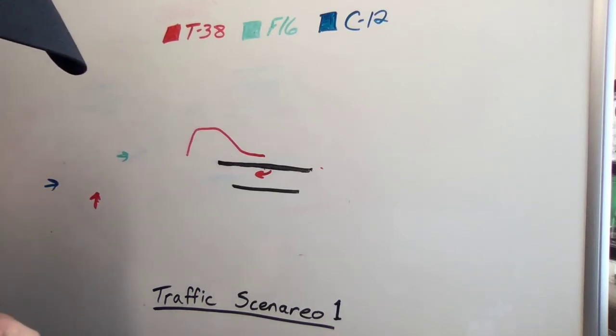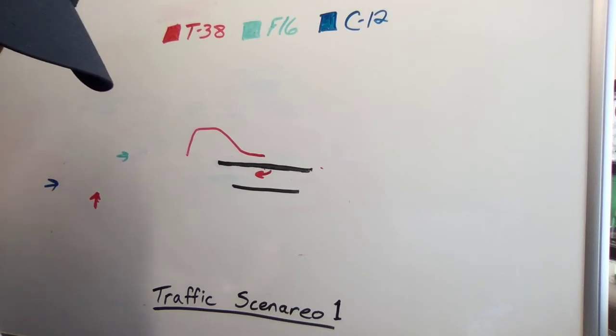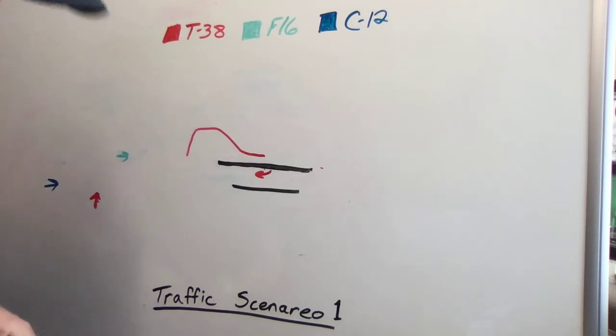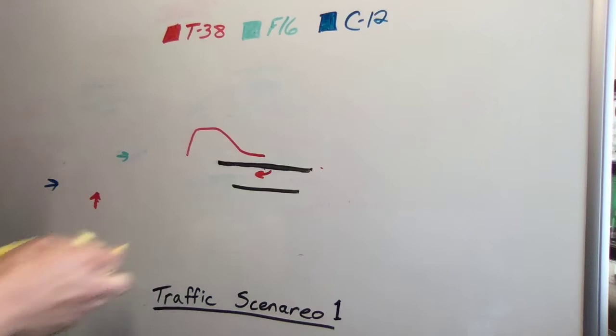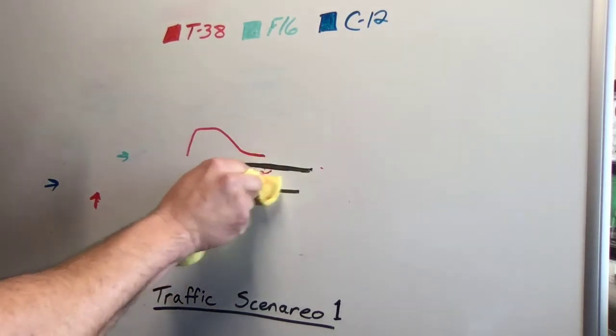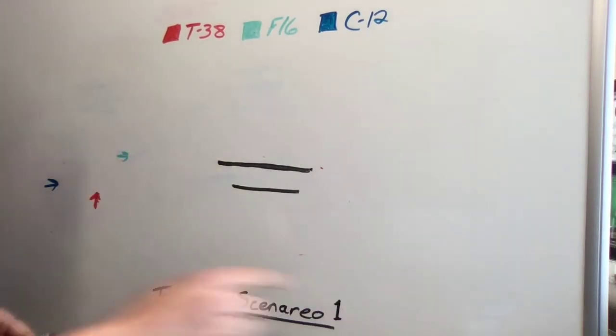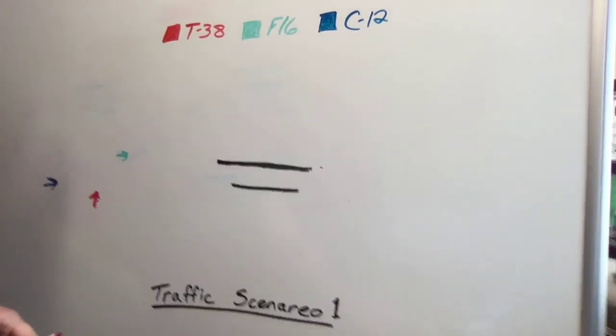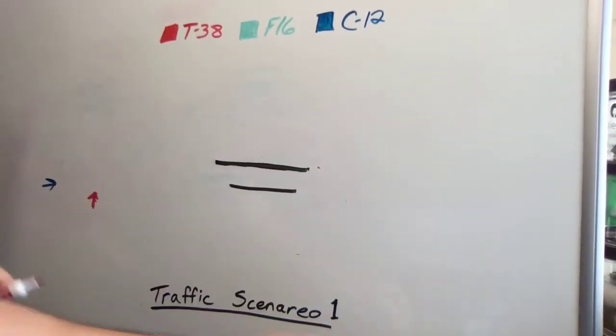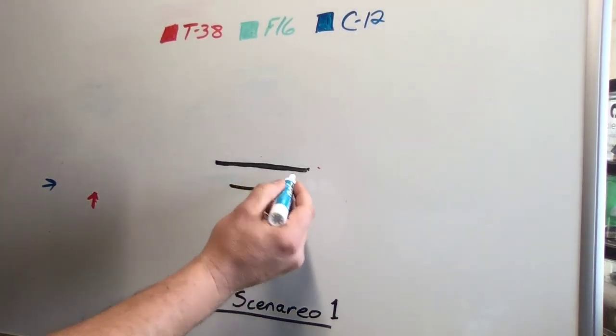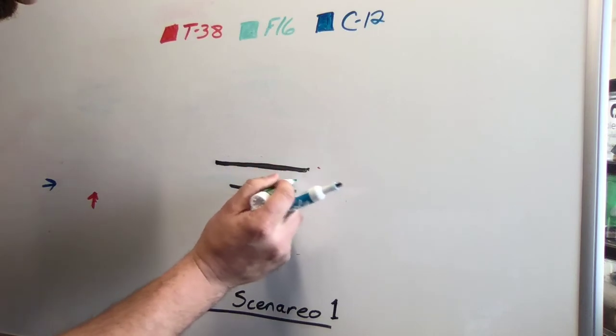Now, as the scenario progresses, the T-38 here did his touch and go. Actually, correction, he was a full stop. He full stopped and was off the runway. So he's now gone. Our F-16 was on the go, requesting high key.